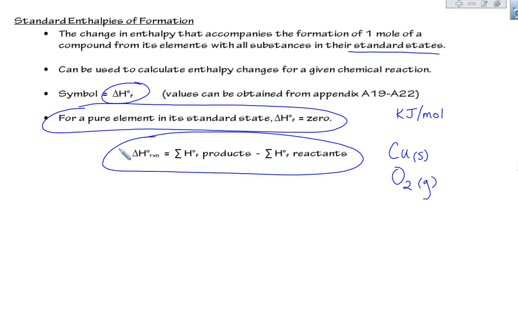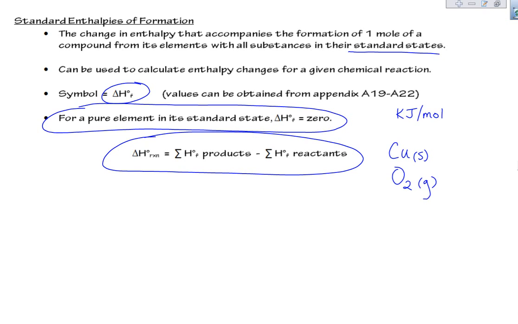This equation's in your book. It's also in the packet, and it looks exactly the same. And this is what you may have done last year. We can take the summation, the total enthalpy of formation for all the products, minus the total enthalpy of formation for all the reactants, and we can get the energy change for a chemical reaction. Products minus reactants. Well, let's do it, shall we?